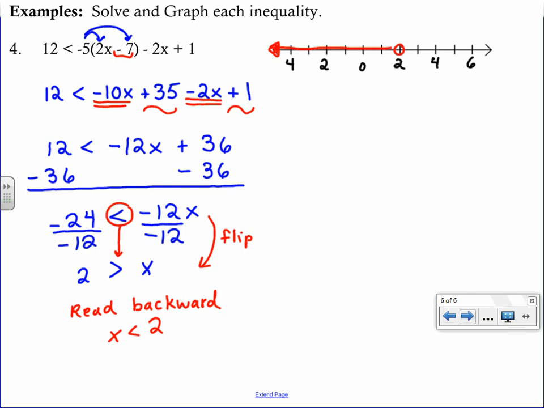So to summarize, when you solve an inequality, you are going to follow the same steps that you followed when you solved equations. There are 2 things that you want to be aware of. First would be the flip when you multiply or divide by a negative number. And second would be potentially needing to read your inequalities backward if the variable is on the right-hand side.